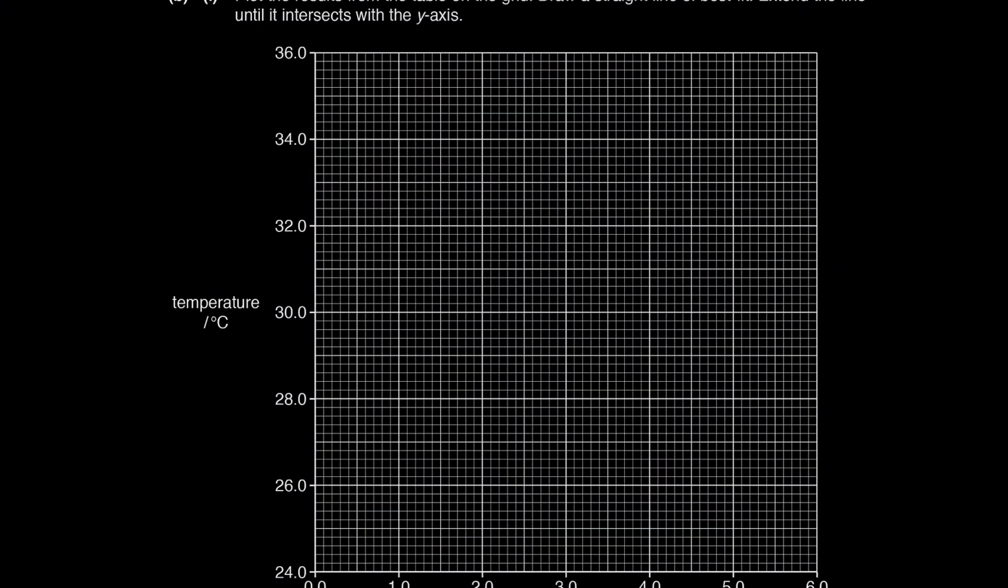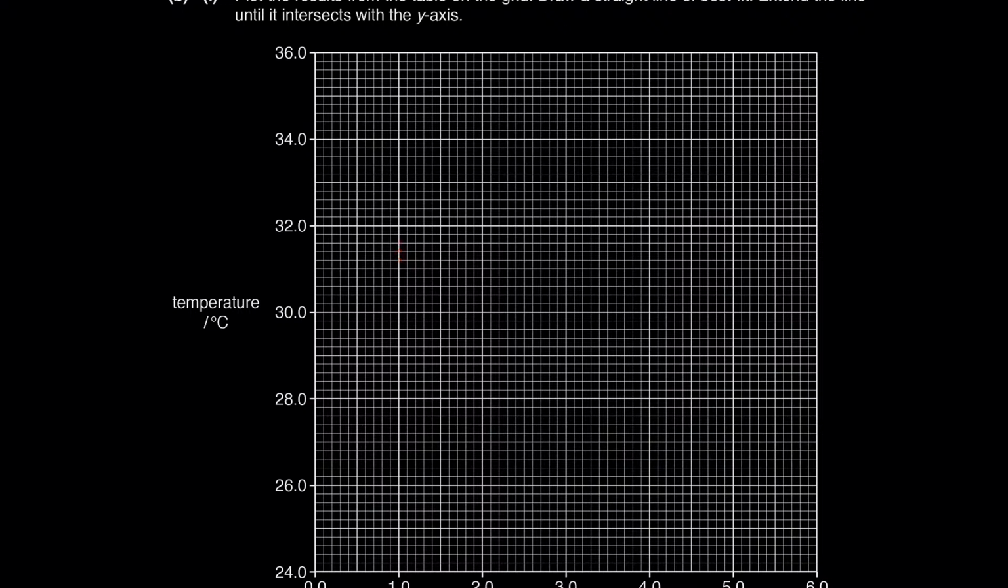Plot the graph. Okay, I'll try my best to plot it. At 0, there's nothing. By the way, what do you think the temperature is at 0? Right now. Maybe that's a bad question to ask. The temperature at 1 minute is 31.6. At 1 minute, it's 31.6.